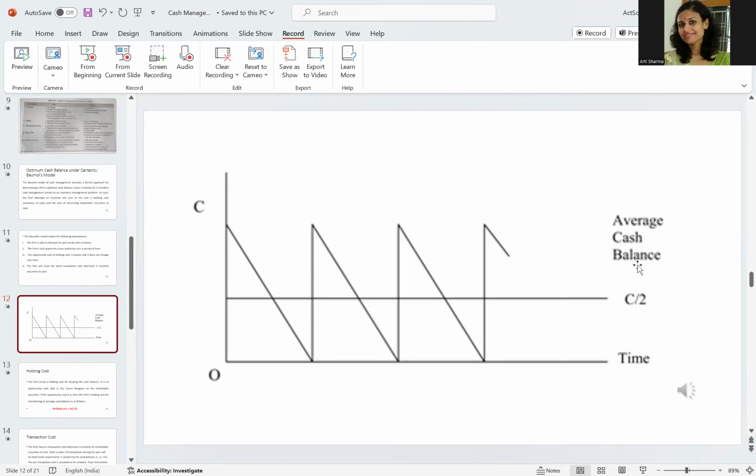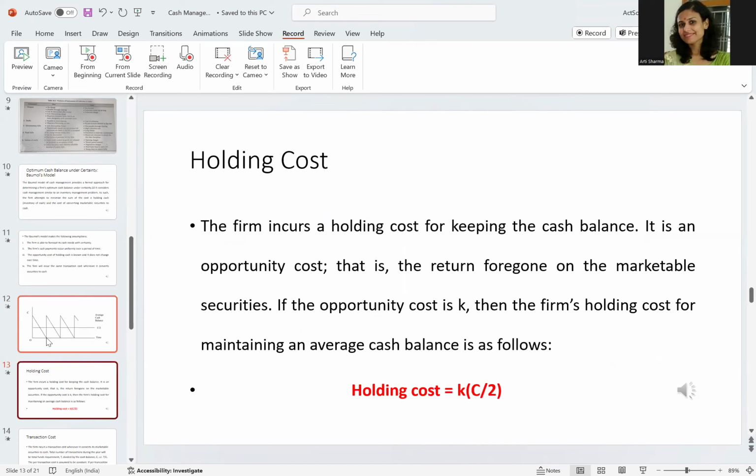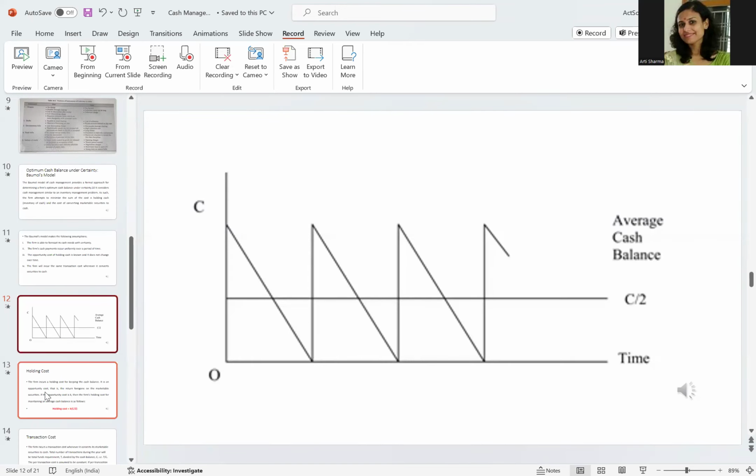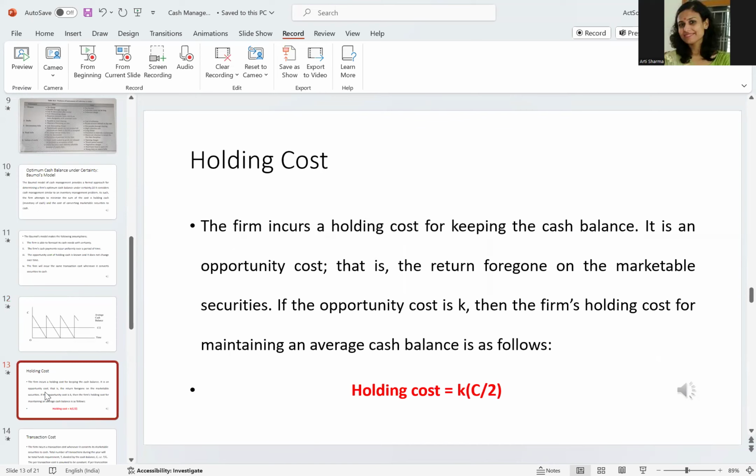And here the average cash balance remains C by 2, where C is the annual cash requirement. On the x-axis, or the horizontal axis, we have taken time, and on the y-axis we have taken the cash balance here. Just like the inventory stock, cash also has two types of cost involved, the cash maintenance.